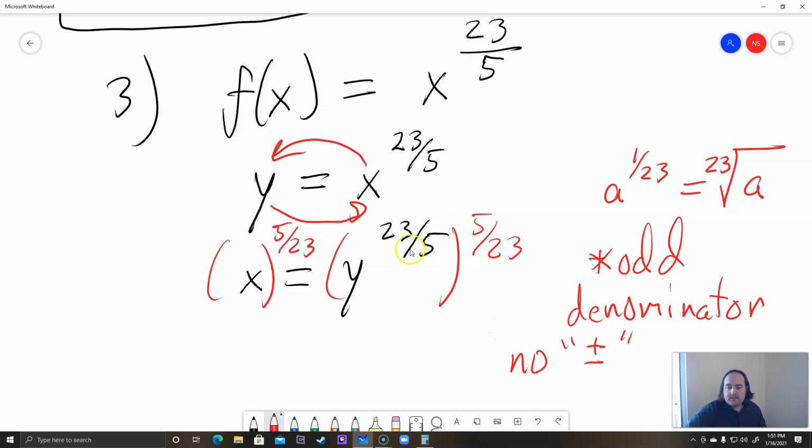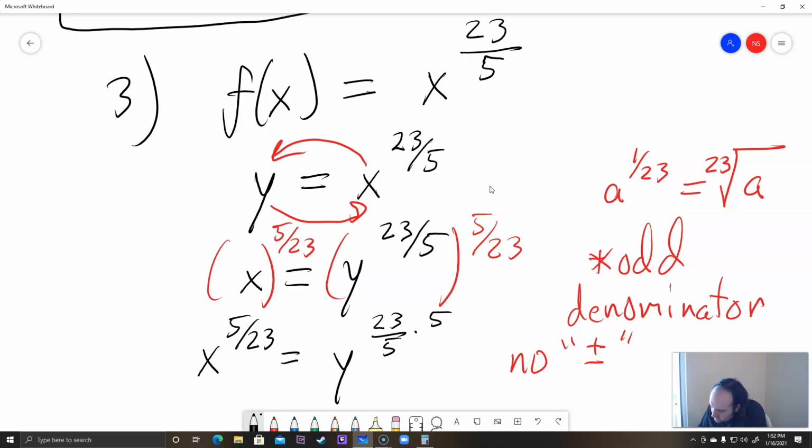And remember, if you're raising an exponential to a power, you just multiply the exponents. So here we're going to have x to the 5 over 23 on the left side. And then on the right side, we're going to have y to the 23 over 5 times 5 over 23. And that's the whole reason why I raised both sides to the reciprocal power. Because I knew that I was going to multiply these exponents, and I knew that when I multiply straight across, the 5's cancel out and the 23's cancel out. So we actually just get y.